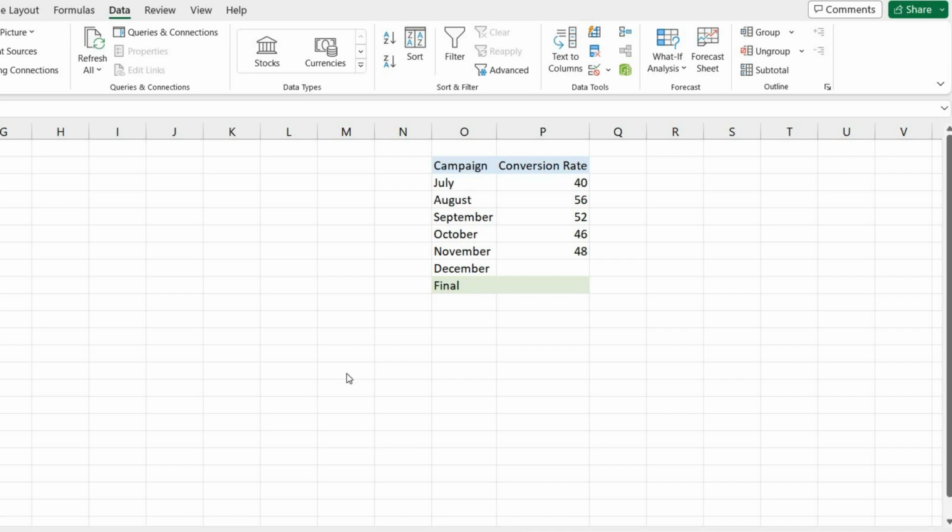Hey everyone, we're going to go over goal seek and what-if analysis in Microsoft Excel.